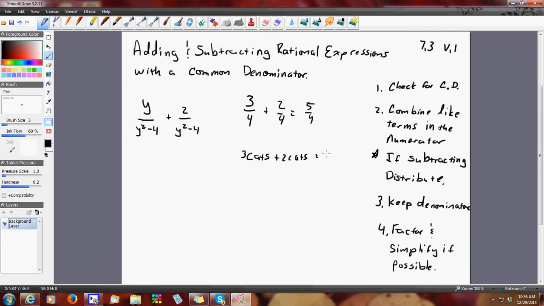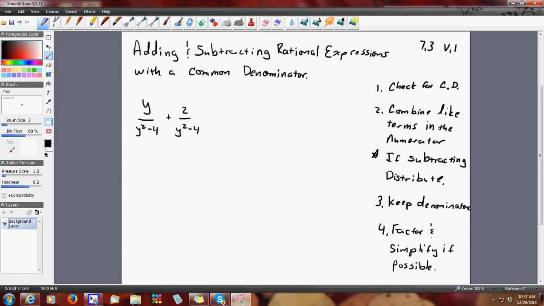I would have 5 cats. And my point is, as long as you have the same denominator, you're combining like terms essentially. I have 3/4 and 2/4, which is 5/4. 3 cats and 2 cats, so 5 cats. So what we're going to be doing here is the same exact thing, and the only difference is we're going to be using rational expressions.